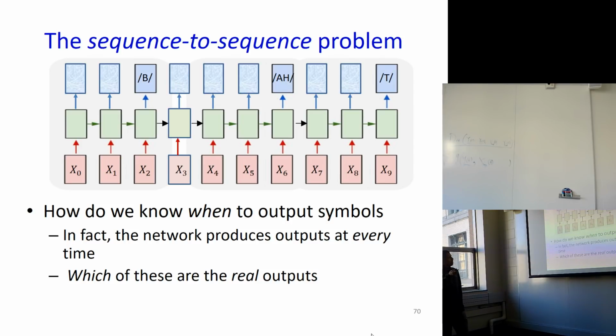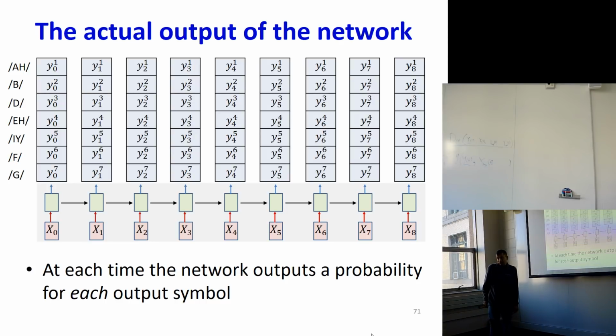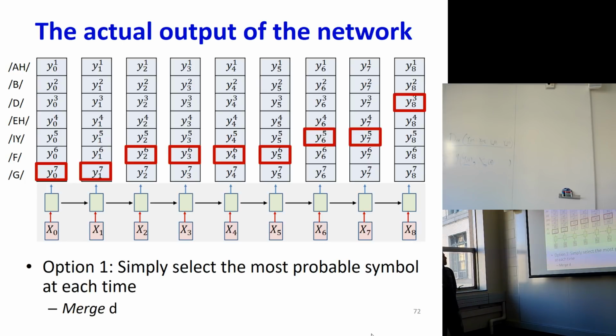So, in fact, the network produces outputs at every time. We have to decide which of these is the real output. So what the network's really going to give you is that each time it's going to give you a probability distribution over all the symbols, right? And we are going to have to decide. Suppose all I did was to pick the most likely symbol at each time. Then I'm going to get one symbol per instant. But really, that's not what we want.